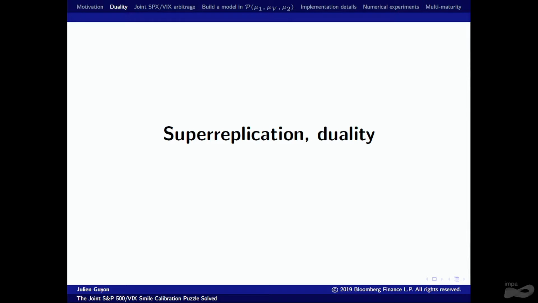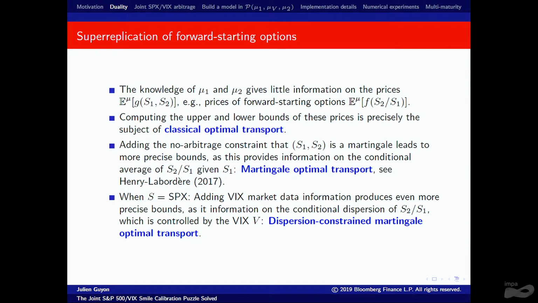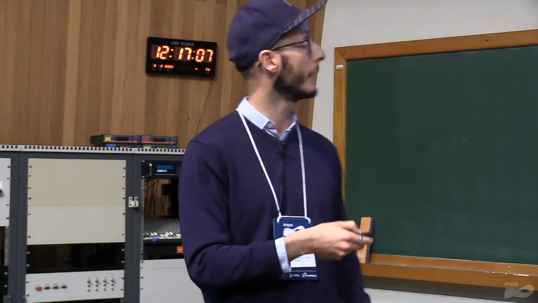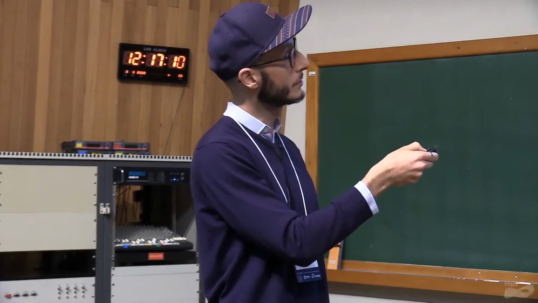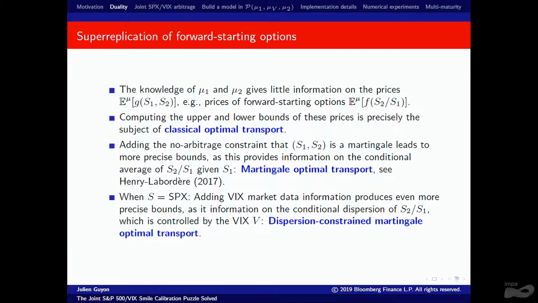OK, so on the way to building the model, I need to be clear about what is an arbitrage. And for this, I will first need to be clear about superreplication and duality. So I'm taking this as an example. Imagine that you are interested in a forward start option that will pay a certain payoff f of S2 divided by S1. Okay? So S at T2, S at T1. So you know that if you just know the marginal distributions at T1 and at T2 given by the vanilla options, that gives very little information on the joint distribution of S1, S2. Okay? So you have a lot of possible prices for those options.